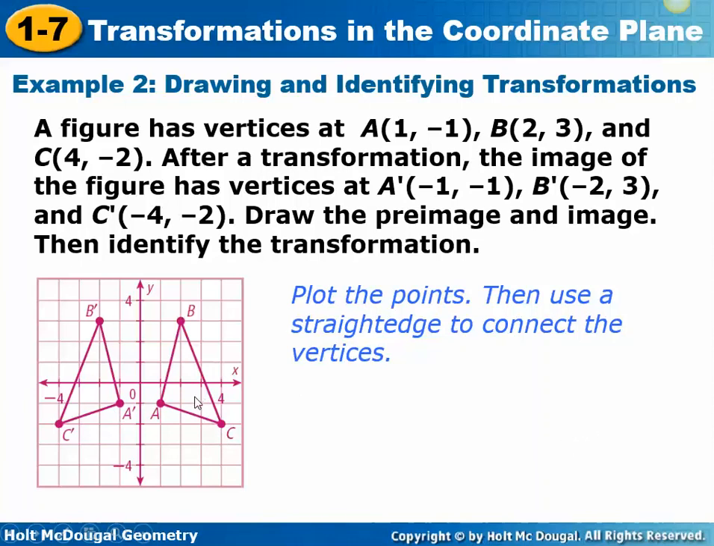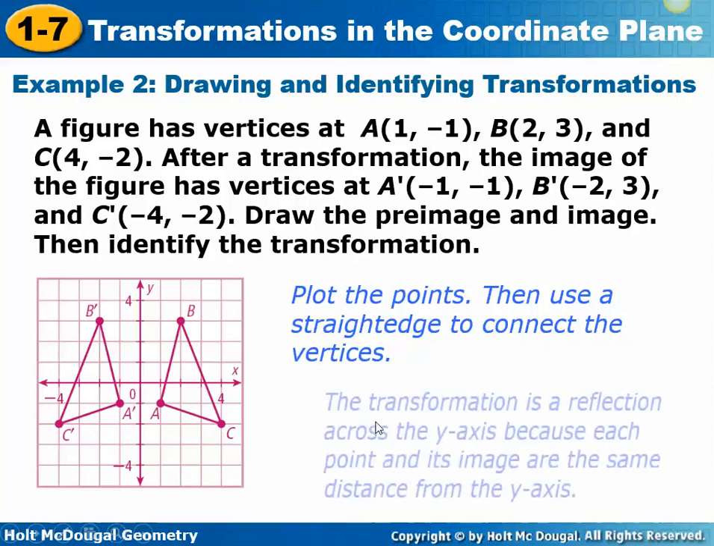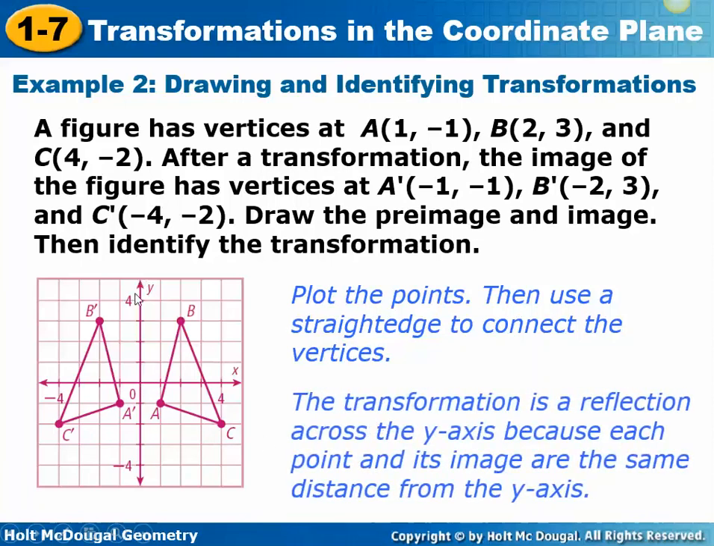So if it was a translation, it would just slide over. It doesn't look like a translation. If it was a rotation, I don't think it's a rotation. It looks to me like it's a reflection about the y-axis, or across the y-axis. So if I were to fold this right on the y-axis, these two would line up right on top of each other.